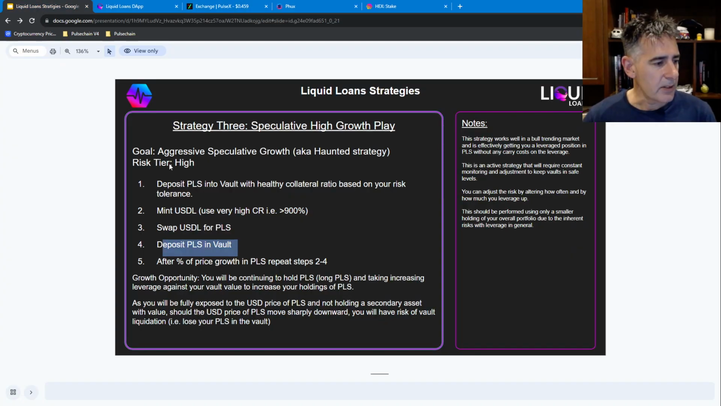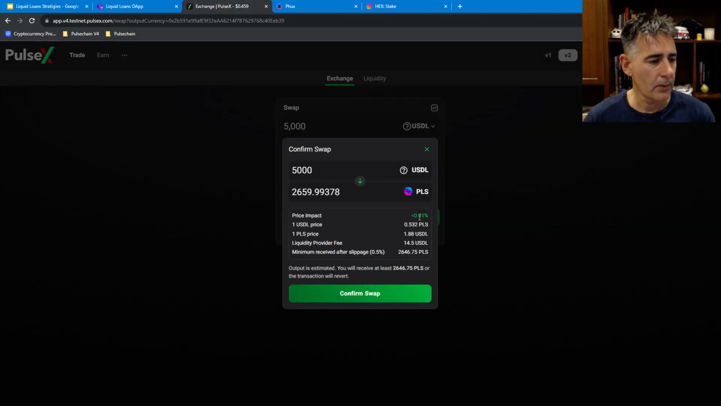So we're just basically in this phase here where, after 1% of price growth in Pulse, let's say 10%, we're going to repeat steps 2 to 4. So we're going to mint more USDL, swap it for Pulse, deposit it back in the vault.